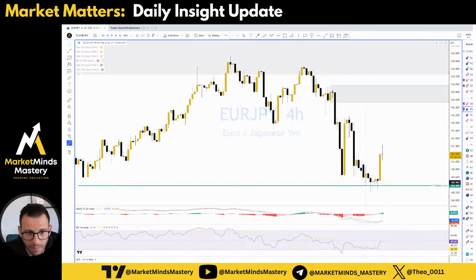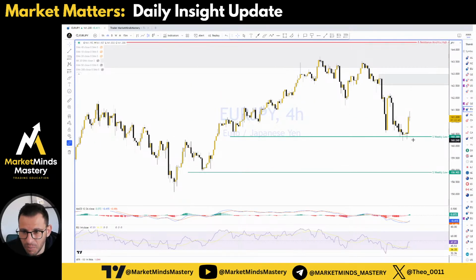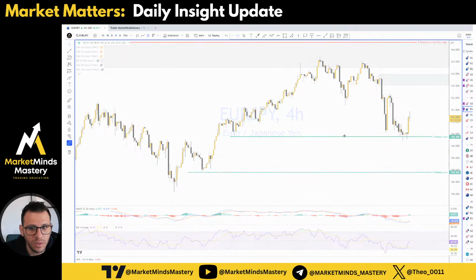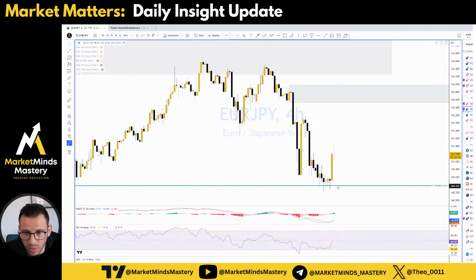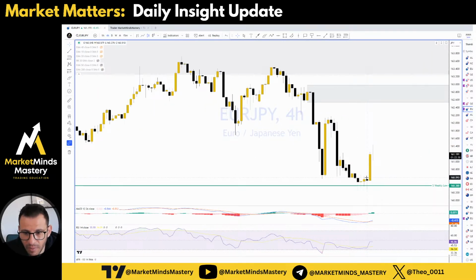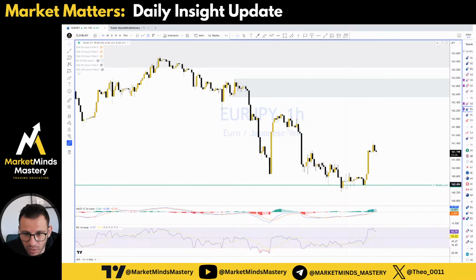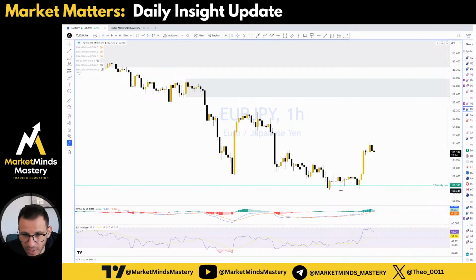Euro JPY, nice support here at the weekly low. Here it's a weekly low, and the price found some support on the 4-hour time frame. Many tradable opportunities yesterday around this area. If you drill down to the 1-hour chart, you can see a double bottom here, bullish candles. Okay, this one occurred today during the Asian session.